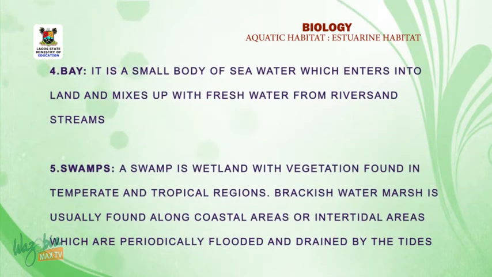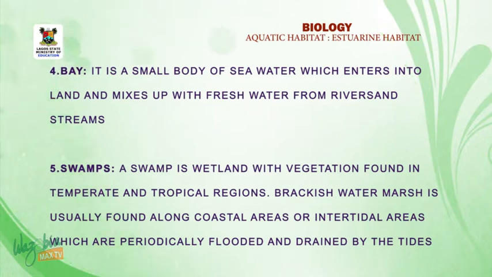Then the 4th one is bay. Bay is a small body of water which enters into land and mixes up with the fresh water from rivers and streams. So we have a small portion of the seawater that enters into land and mixes with the fresh water there. We call it bay.